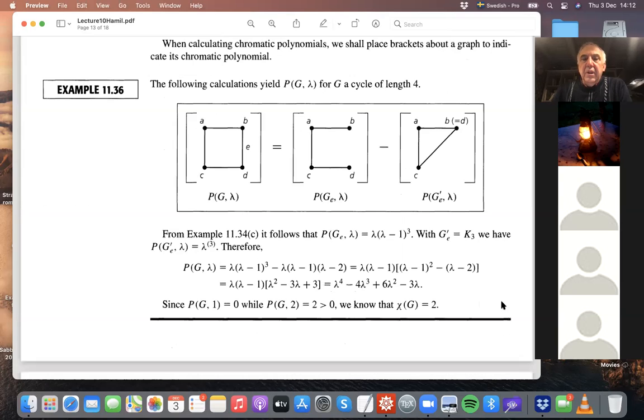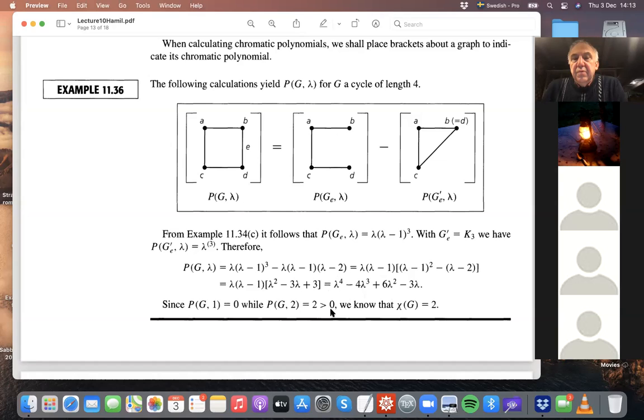In total, we get that the chromatic polynomial of the square is this minus that, which gives lambda to the fourth minus 4 lambda cubed plus 6 lambda squared minus 3 lambda. In particular, for one color, if lambda equals 1, this should vanish, and this is always true for all graphs with at least one edge, since they cannot be colored in one color.